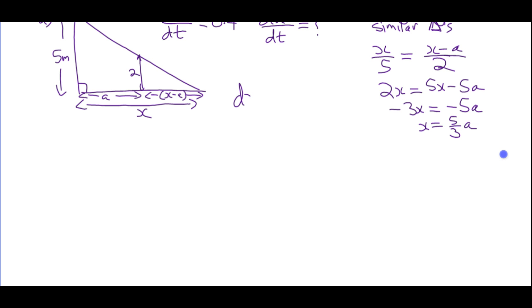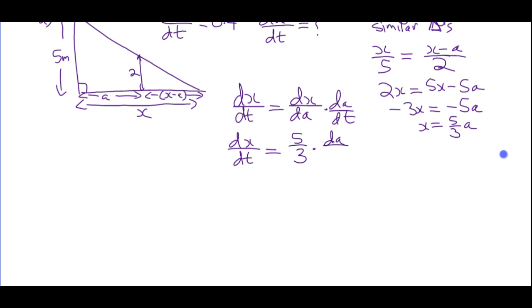All right, what do we got? We want dx by dt, and that's going to be equal to dx by dA times dA by dt. So dx by dt is equal to, dx by dA, the rate of change of x with respect to a, is 5/3 times dA by dt.